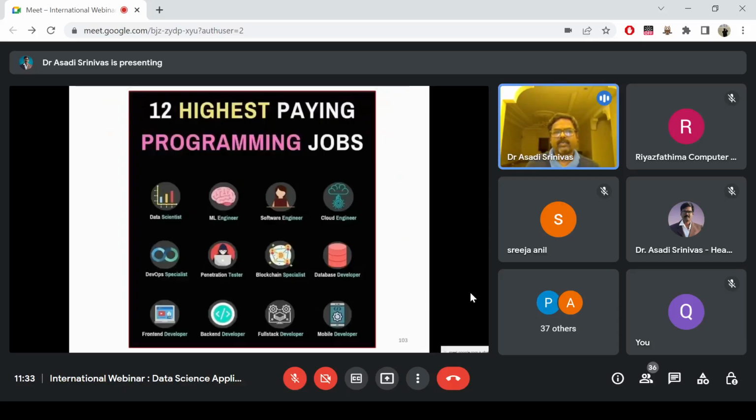So these are the 12 highest paying programming jobs. Data scientist, ML engineer, software engineer, cloud engineer, DevOps specialist, penetration tester, blockchain specialist, database developer, front end developer, back end developer, full stack developer, mobile developer. These are the 12 highest paying programming jobs right now.